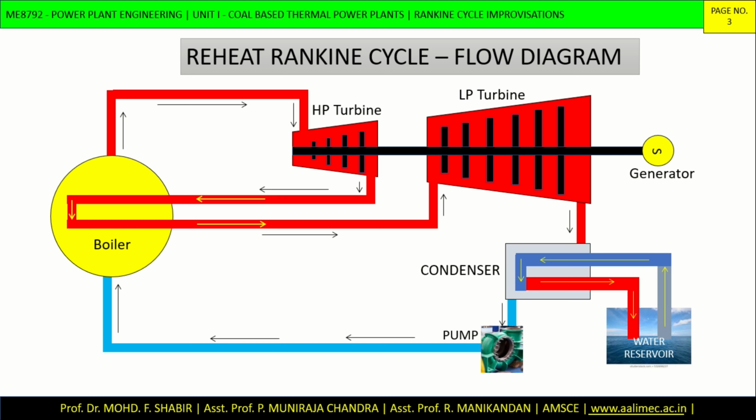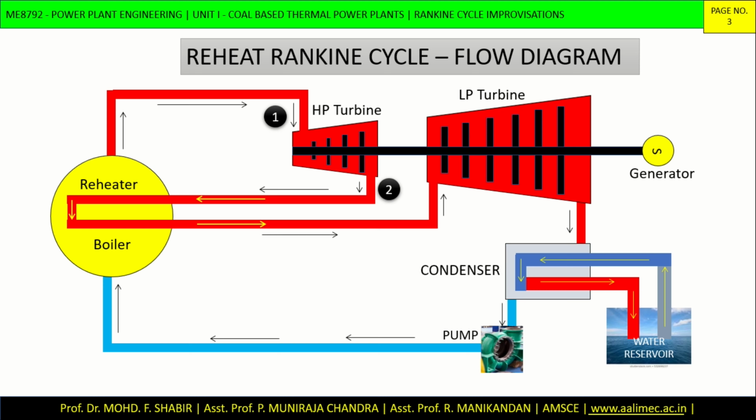The most important thing happening here is reheating. So here the steam coming out of the high pressure turbine is reheated and then supplied to the low pressure turbine. To find the efficiency of this reheat Rankine cycle, we have to measure the pressure, volume and temperature at important points. The points are 1. Where the steam enters the high pressure turbine.